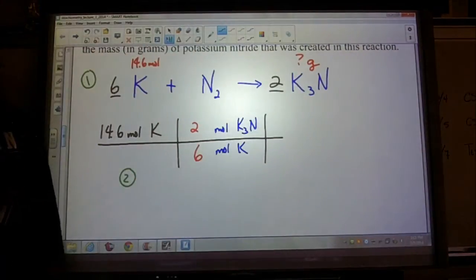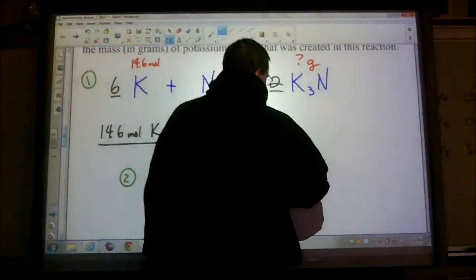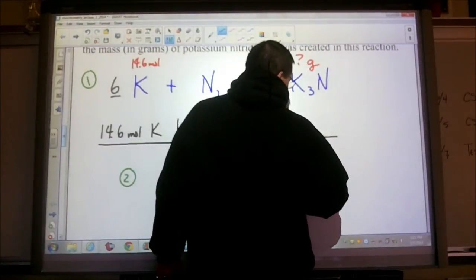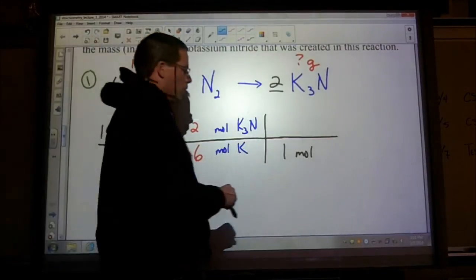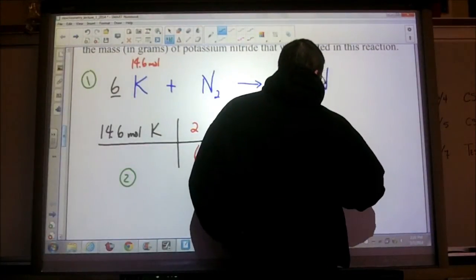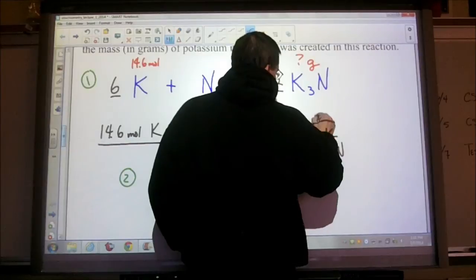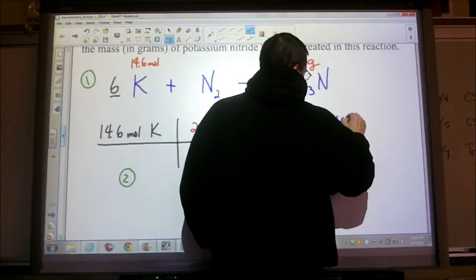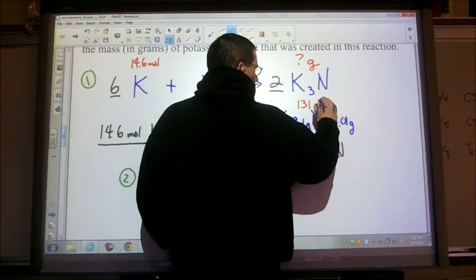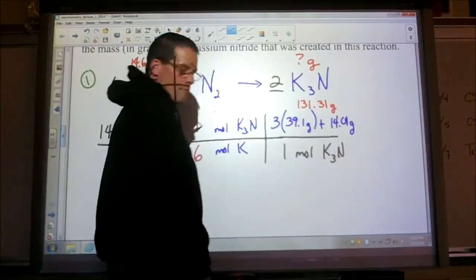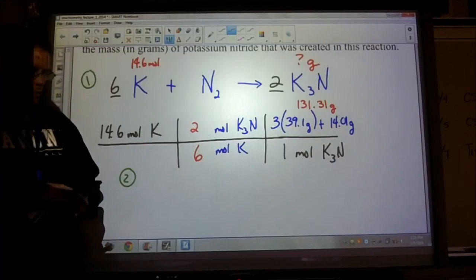No, we need to change. If we stopped right here, we'd have moles of potassium nitride. We need to change it to grams. Again, when you're looking for molar mass, it's the number of grams per 1 mole, so whatever's on your periodic table. We have 3 potassiums plus nitrogen: 131.31, I believe. I just guessed. Double check here. Not that I don't trust you. That's a good number, Tim.